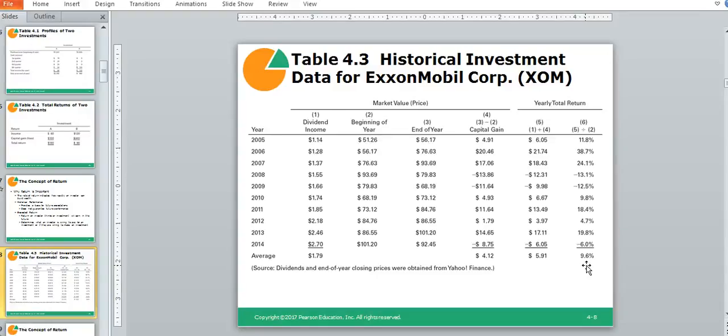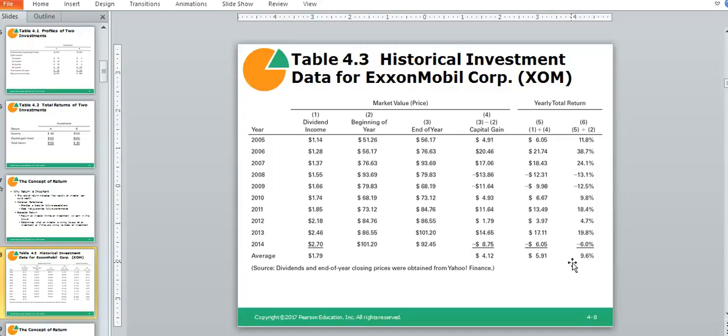And you would say to yourself, hey, that equals my expected return or what I wanted to receive on this particular stock investment, so I'm happy with this return. However, it does not give us any indication as to what will happen with ExxonMobil in the future. And this is something we need to think about.